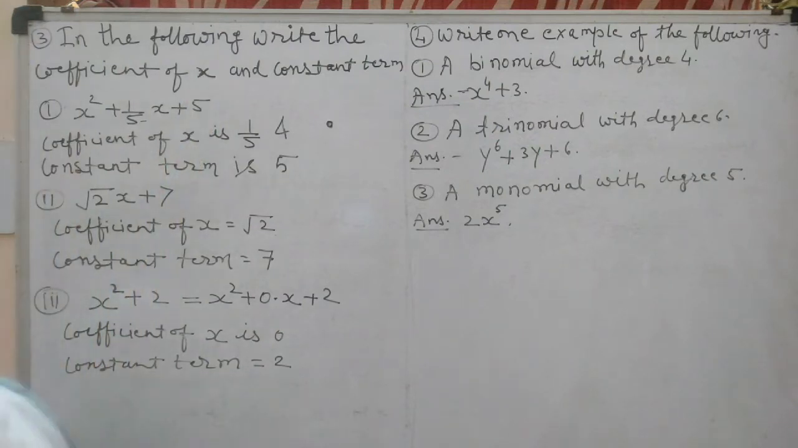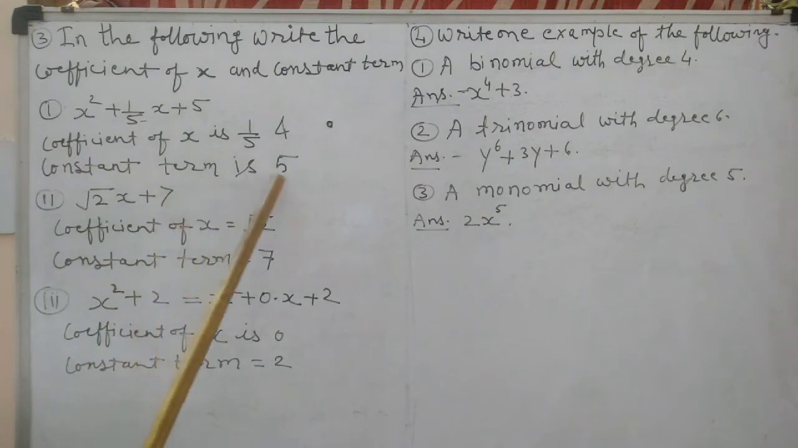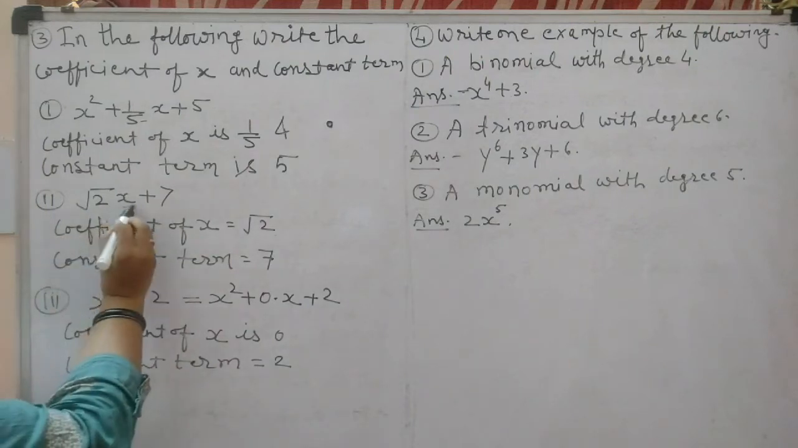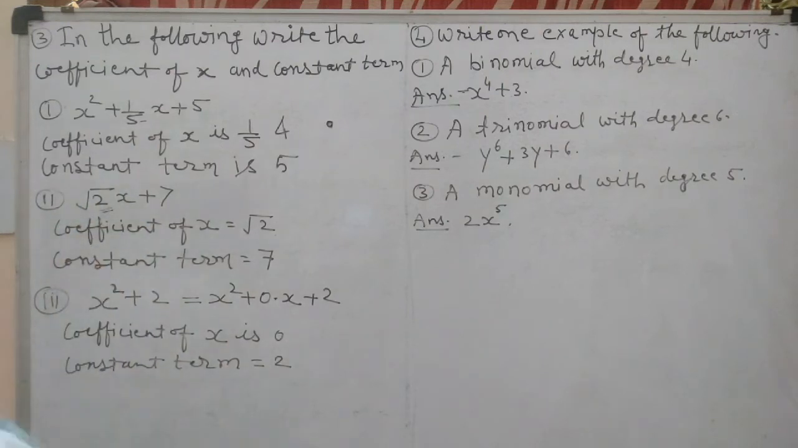Why? Because the constant term has no variables, and in this term there are no variables, so the constant term is 5. Second, square root 2 x plus 7. Now here the remaining part of x is square root of 2. So the coefficient of x is square root of 2, and the constant term is 7, because in this term 7 has no variables, so this is the constant term.